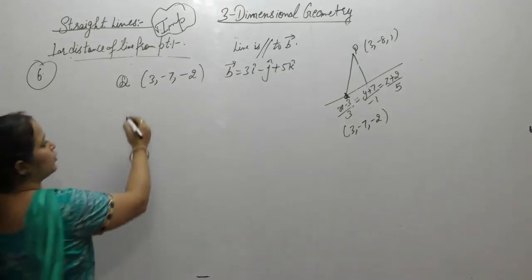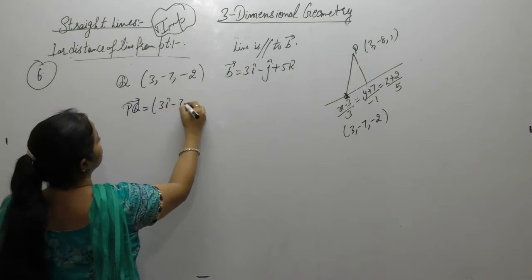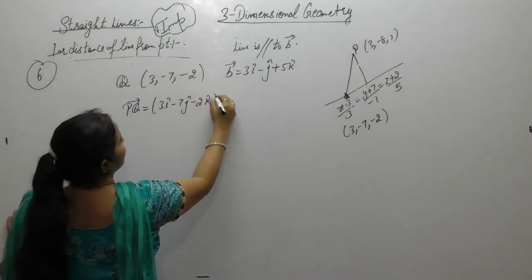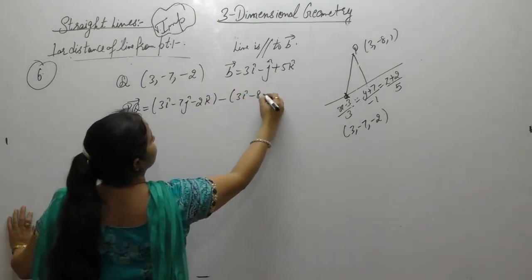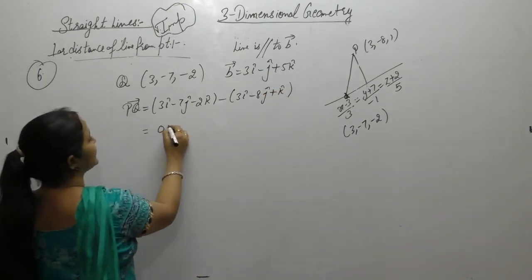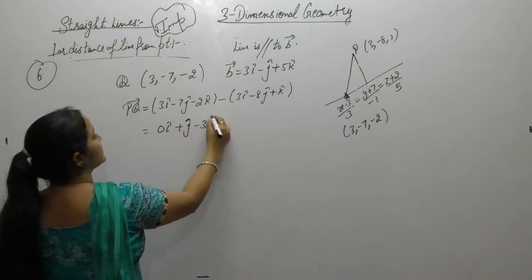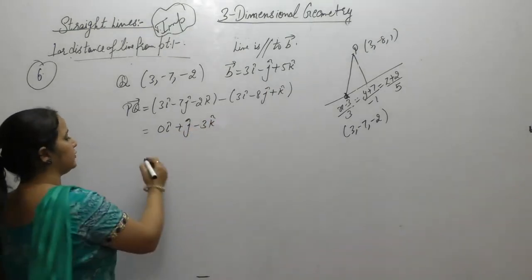Now PQ, what will the PQ vector be? Position vector of Q minus position vector of P. So 3 minus 3, minus 7 plus 8, minus 2 minus 1. Now we want to find the distance.